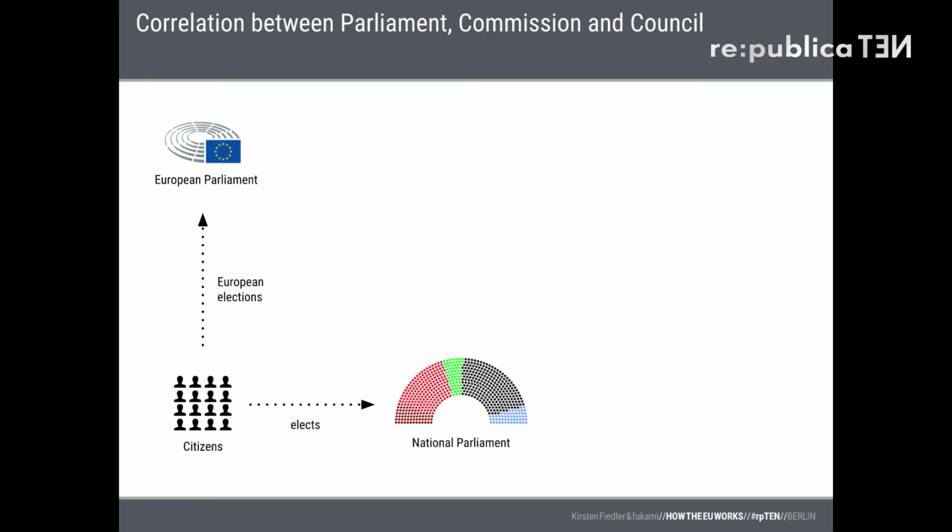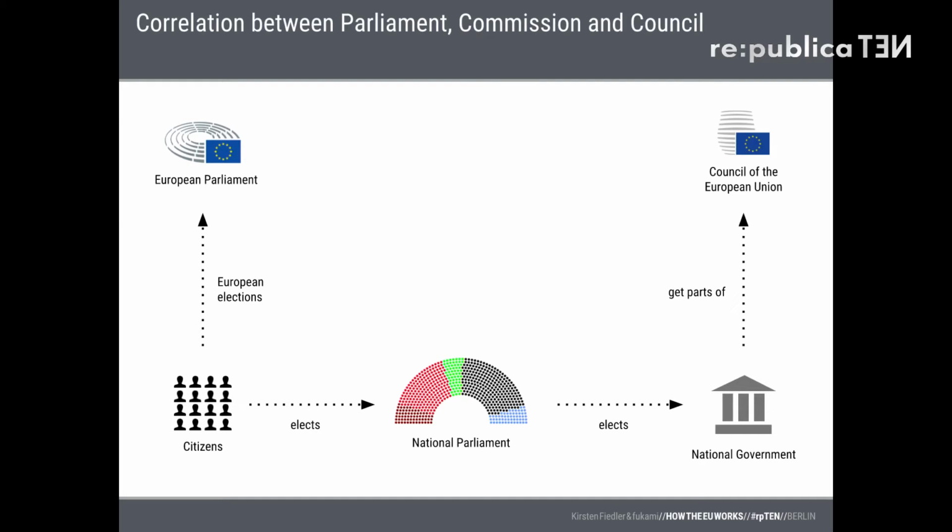Then the citizens also elect their national parliament, and it's more or less the same in most countries, that the national parliament elects the national government. This gets part of the Council of the European Union automatically via the treaties. They recommend the European Commission to the European Parliament, and the European Parliament agrees or disagrees to the Commission proposed by the Council. This is basically how these three institutions are constituted.